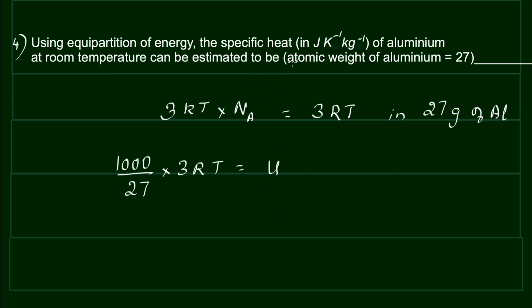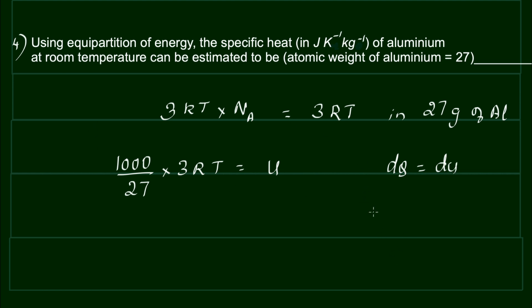Now we want the specific heat. That means we are supplying heat to the aluminum. We are assuming that as a solid, it expands very little, and the amount of work it does against the outside atmosphere is negligible. So all the heat goes into changing the internal energy. So dQ is equal to dU.